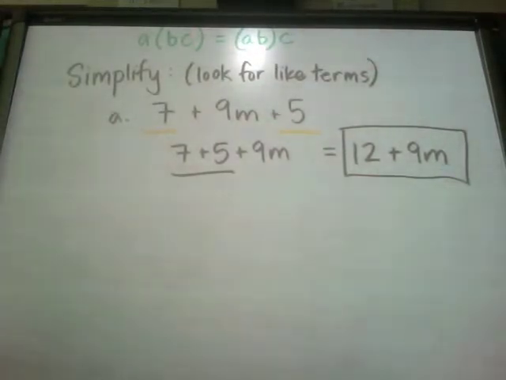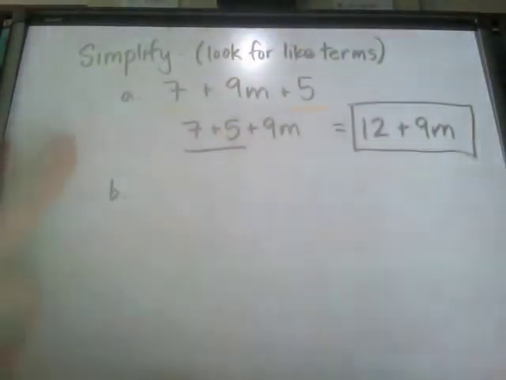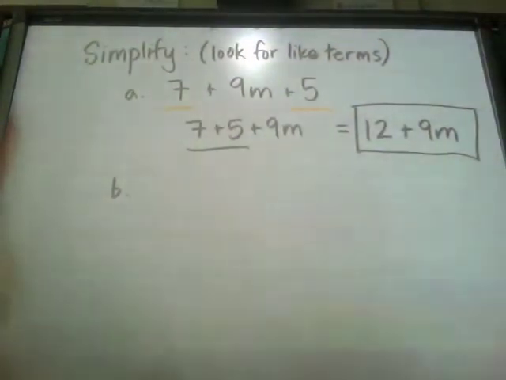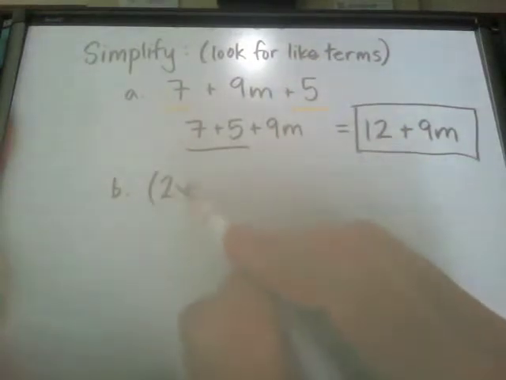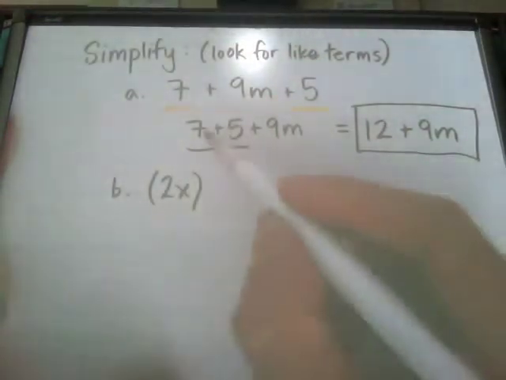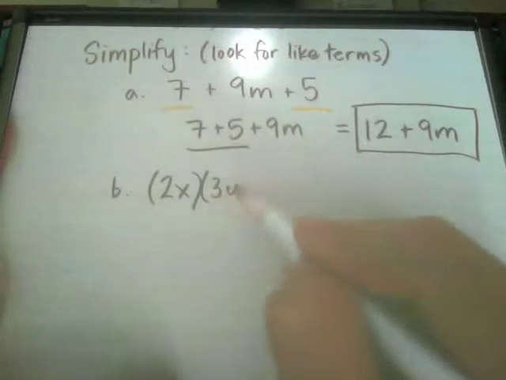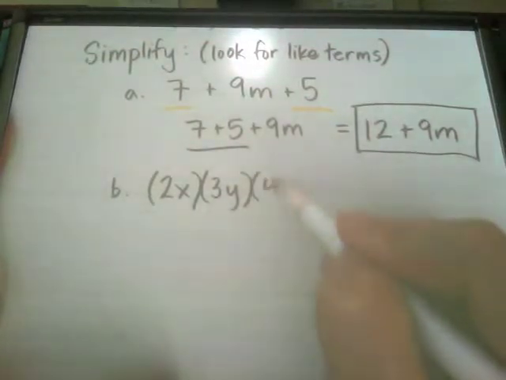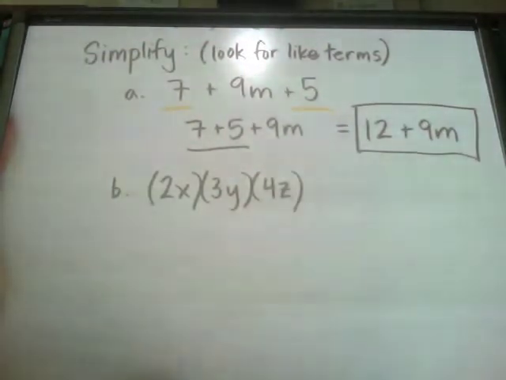You already use it. Now, another example of simplifying. Let's do one with multiplication. 2x times 3y times 4z.